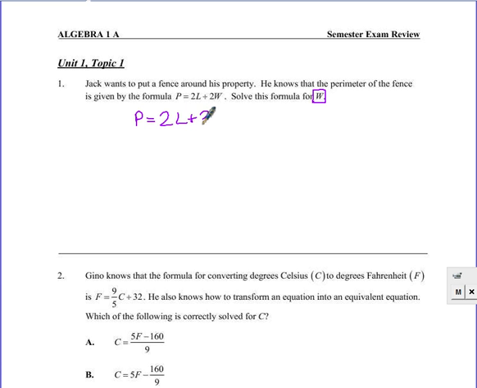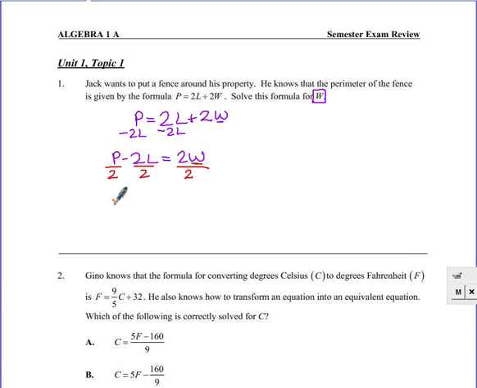I'm going to rewrite the equation, and since I want to get the W by itself, I need to get rid of the 2L. So we're going to subtract 2L on both sides of the equation to keep it balanced. And we get P minus 2L equals 2W. Then I still don't have the W by itself yet, so I need to get rid of the multiplication by 2. So to do that, we're going to do the opposite of multiplying by 2. So we're going to divide everything by 2.